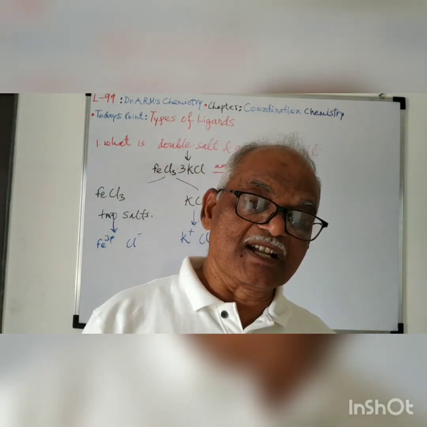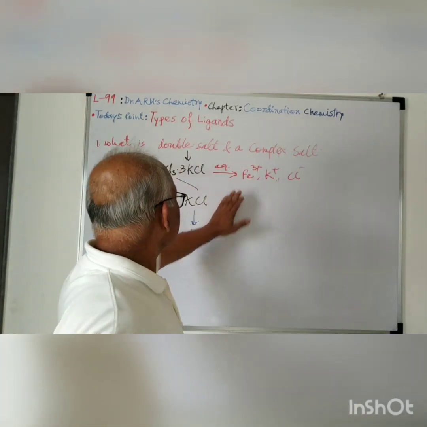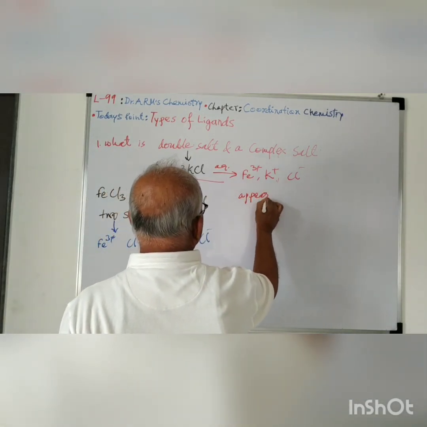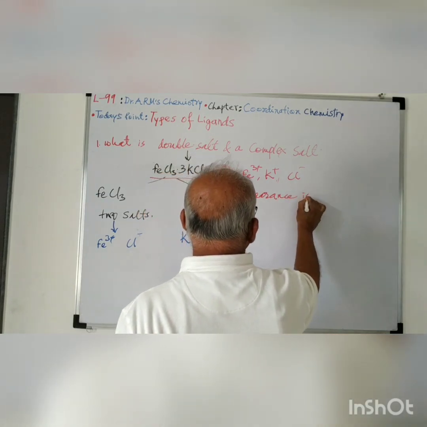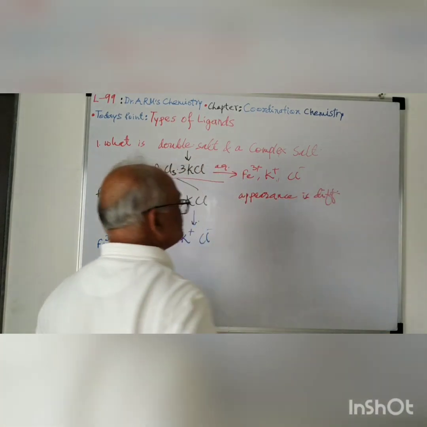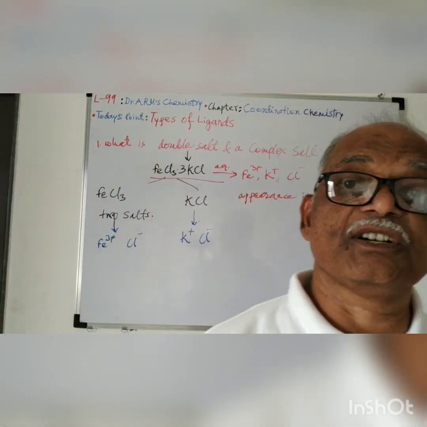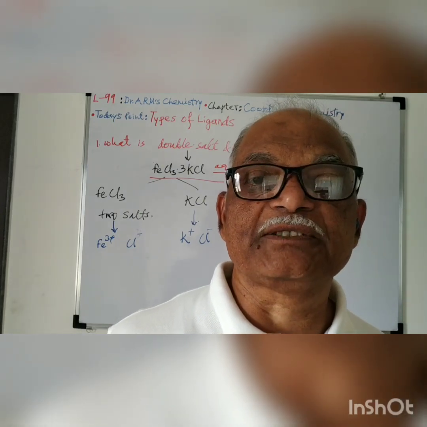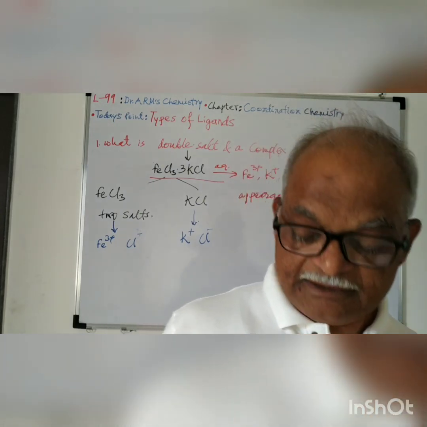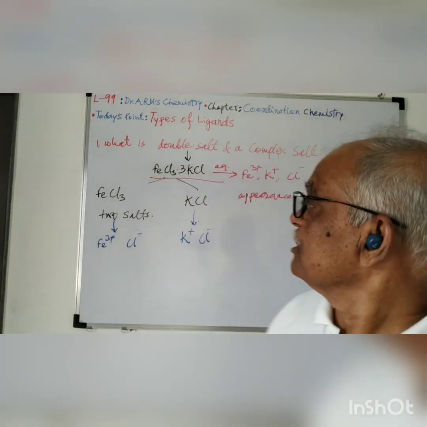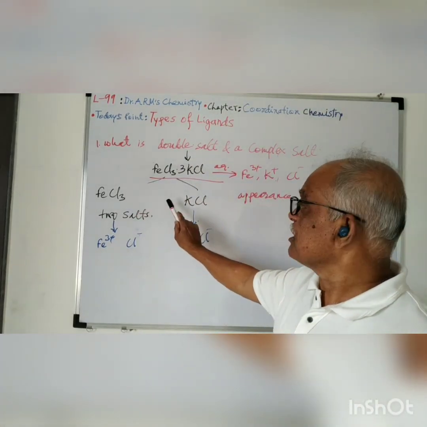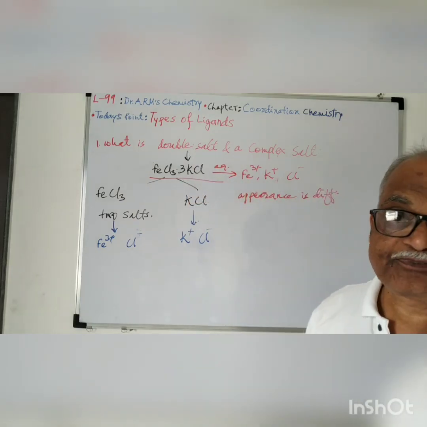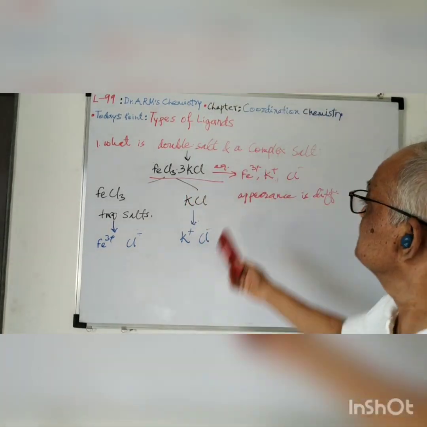But when the two salts are mixed, their appearance is different, their crystal structure is different, and some composition is also different. But ultimately, the chemical nature of the individual salts and this compound salt, or double salt, remains the same. So this is about the double salt.